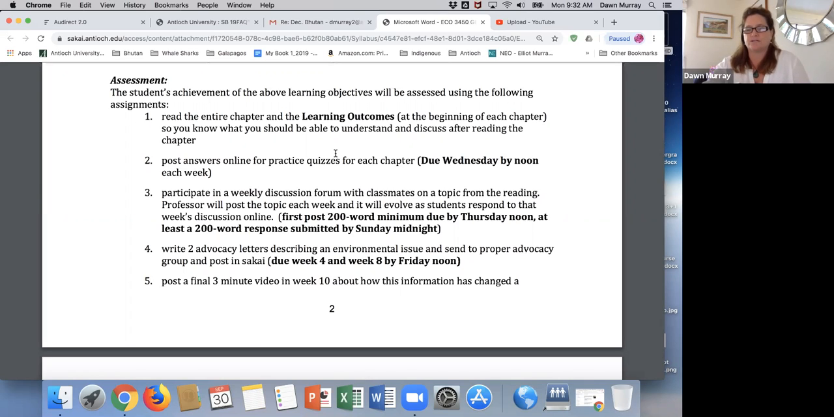Every week, you're going to post answers for an online practice quiz for each chapter, and that's always going to be due Wednesday at noon online. In addition, you're going to participate in weekly forums with your classmates on topics from the reading that I'll post. And your first 200 words submittal is due Thursday at noon, and then you have a response that's due Sunday at midnight. And that pattern is the same each week. So Wednesday by noon, your quiz, Thursday by noon, your first post, and Sunday by midnight, your second.